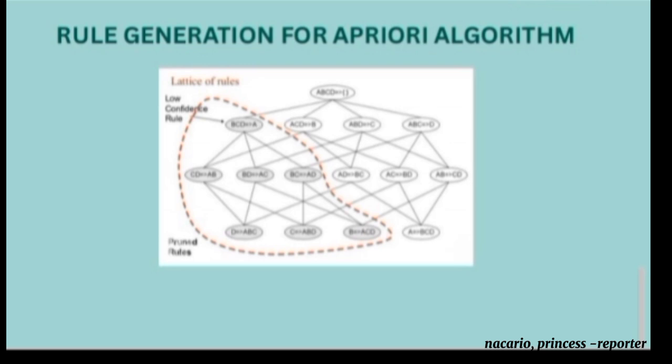Generate rules from frequent item sets. Use a confidence threshold to prune low quality rules. Confidence becomes anti-monotone as RHS increases. A useful property for rule pruning in Apriori.